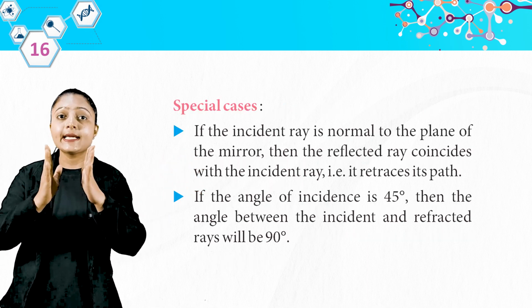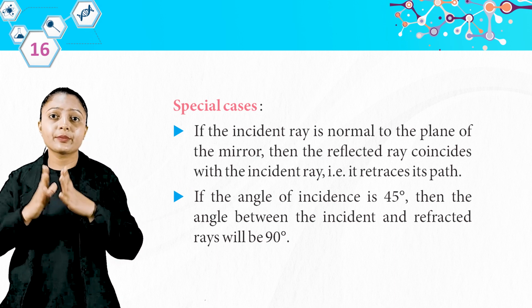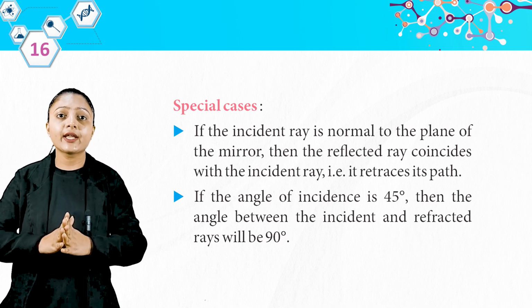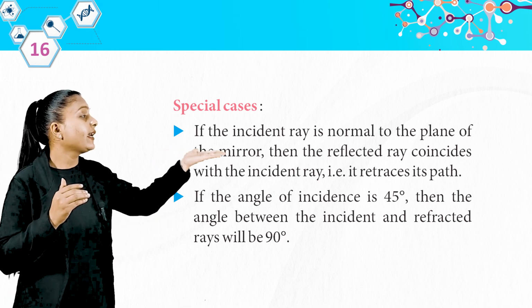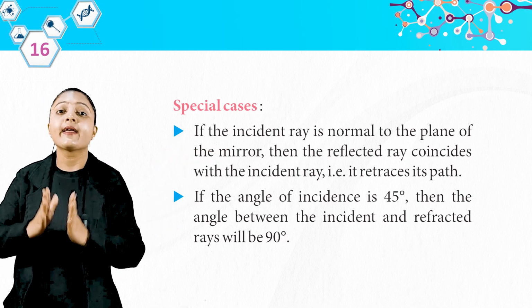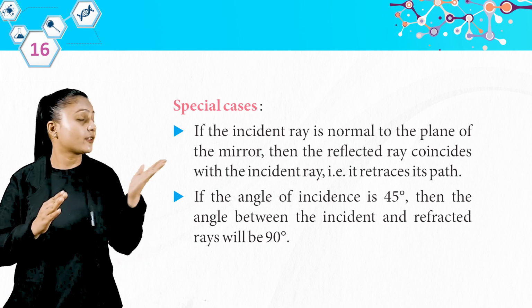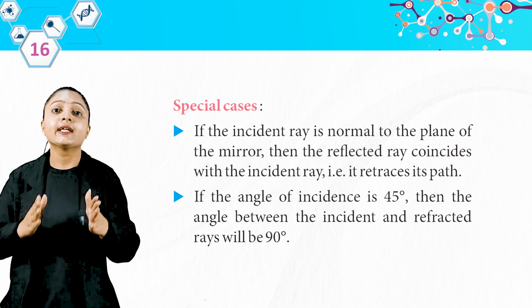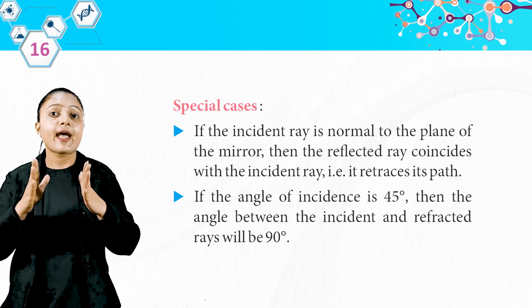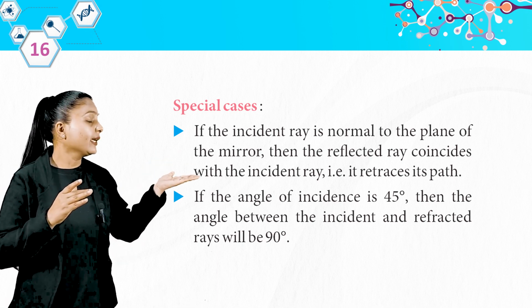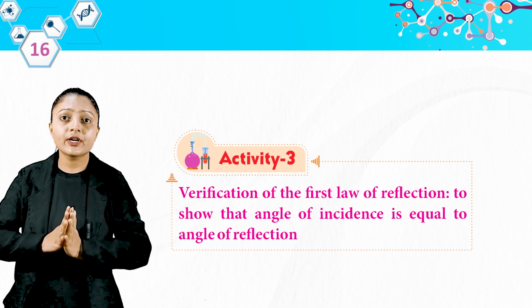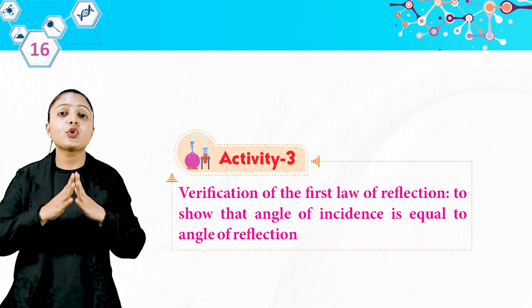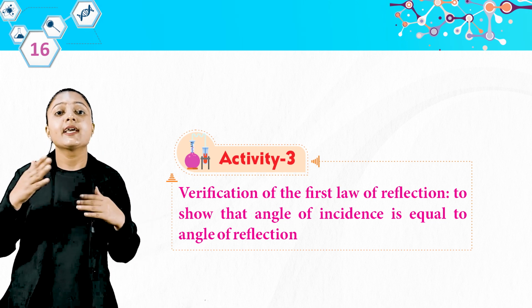Special cases: if the incident ray is normal to the plane of the mirror, then the reflected ray coincides with the incident ray, that is, it retraces its path. If the angle of incidence is 45 degrees, then the angle between the incident and the reflected ray will be 90 degrees.